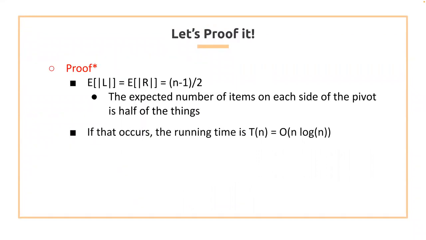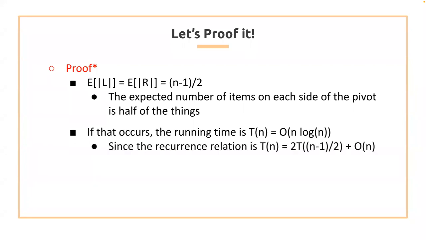So if I'm splitting the array in half every time, then my running time is going to be n log n, because it's basically merge sort, where I call myself twice on arrays that are about half the size. Okay, so that's my argument, because my recurrence relationship is basically a slightly modified, tweaked version of merge sort.